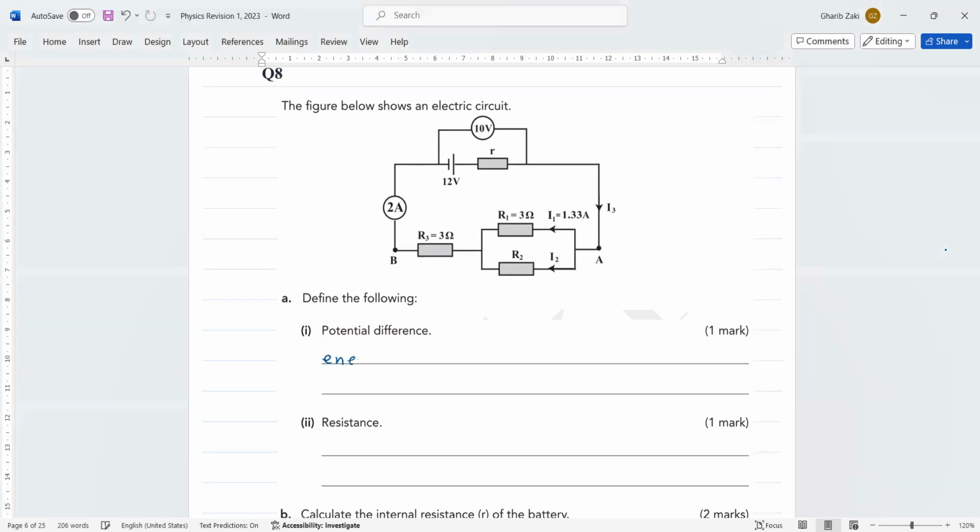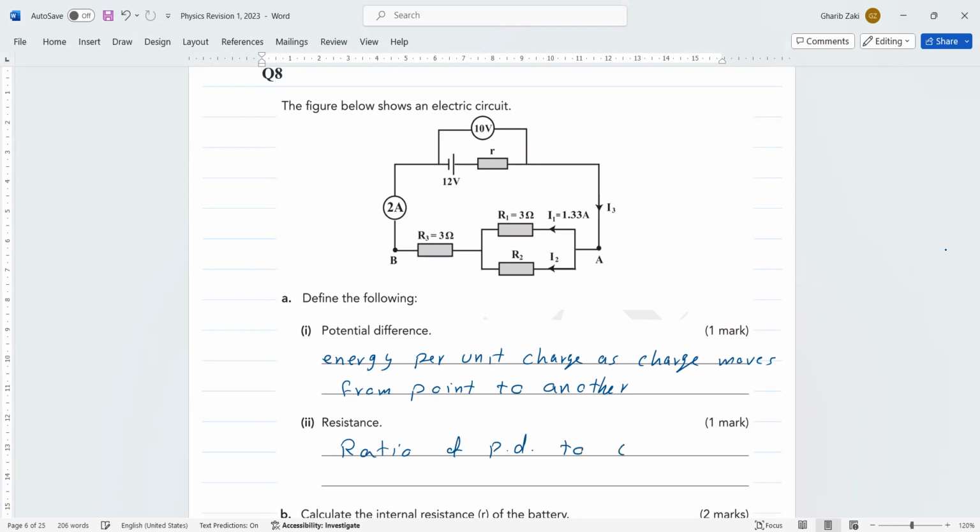So the potential difference is the energy per unit charge as charge moves from one point to another. Now, resistance is the ratio of potential difference to the current.